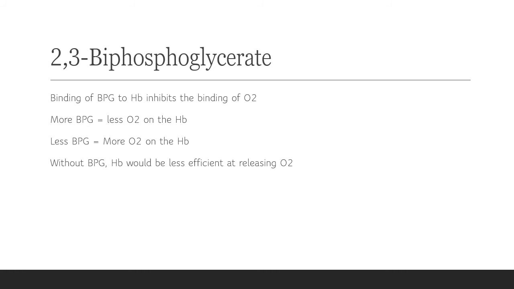Biphosphoglycerate also inhibits the binding of O2 to hemoglobin. The more biphosphoglycerate, the less O2 will bind to hemoglobin. That being said, without biphosphoglycerate, hemoglobin would be significantly less efficient. It would only drop off roughly 8% of the O2 being carried by hemoglobin, in comparison to its roughly 20% on average.